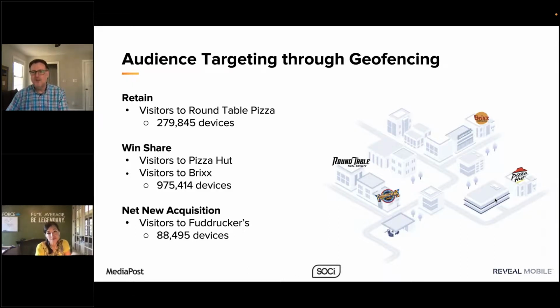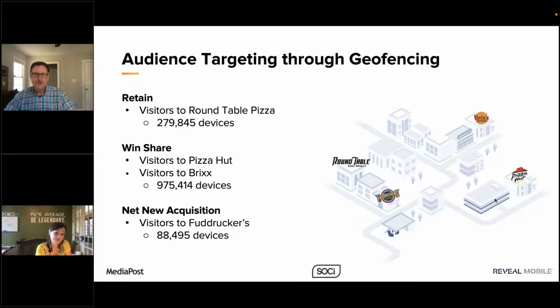They're going to geofence their own restaurants, and they're going to look back some period of time, I don't know, a month, let's say, and they're going to get about 280,000 opted-in mobile devices that they can serve out to say, hey, you know what, keep coming back. You love Roundtable, we love Roundtable, let's have dinner.